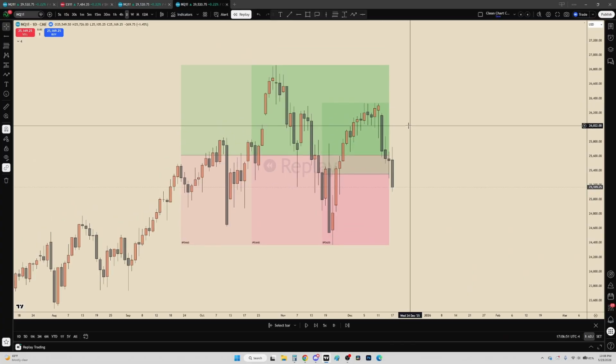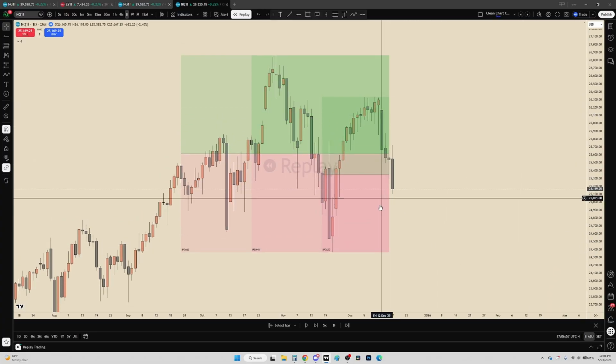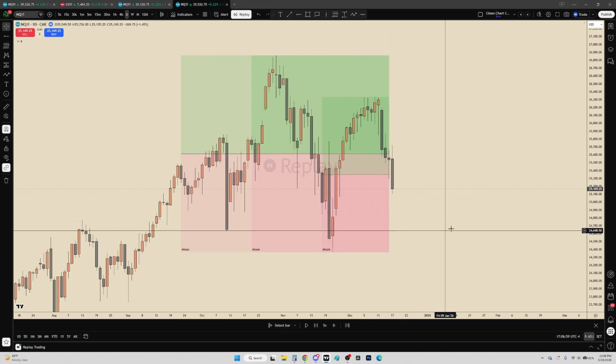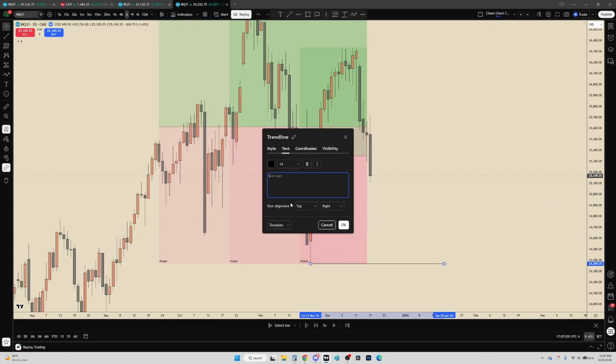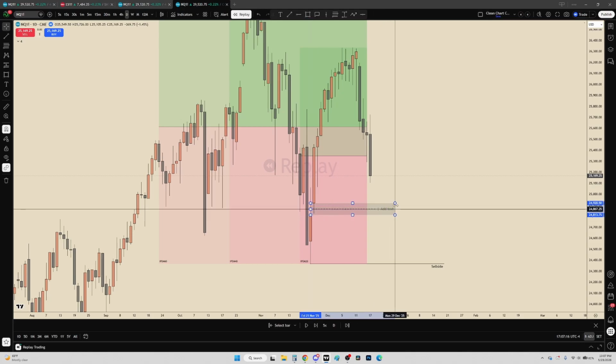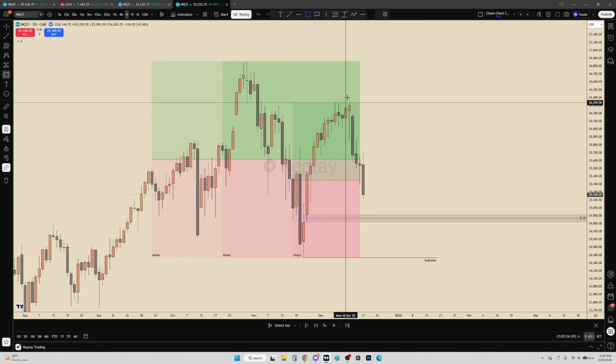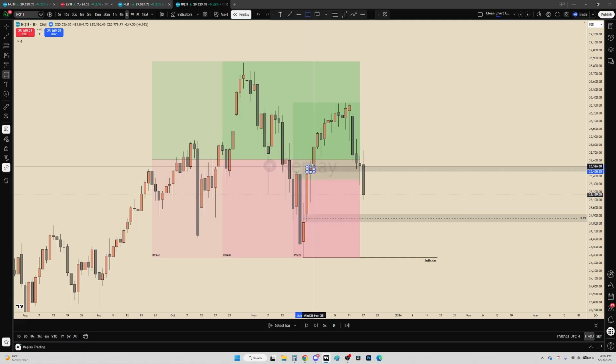Now, looking at this, where do you think is the more likely target to hit next? It's probably going to be down in here, deeper into discount. We have this low here, so this is sell side, and then we also have this daily volume imbalance. So these are targets to the downside. On this move up, we have a fair value gap here, we have a daily fair value gap here.